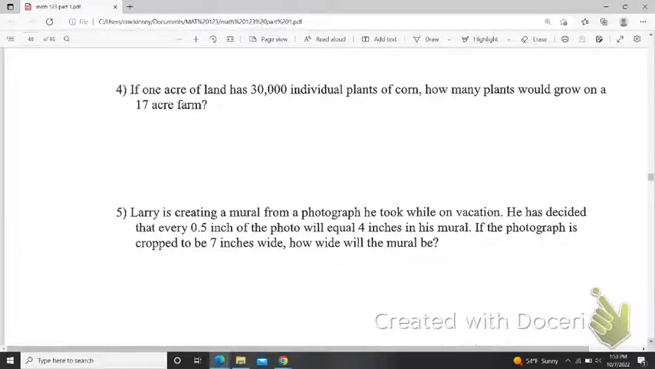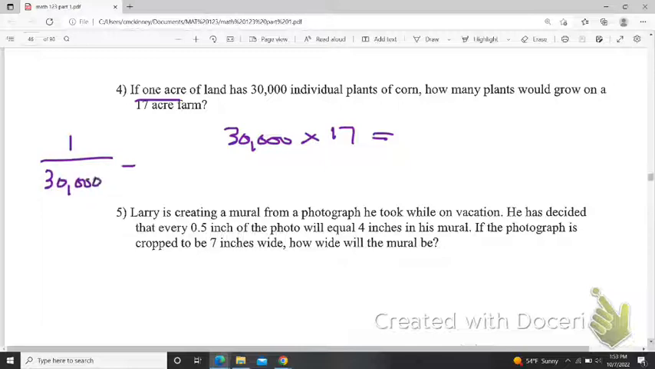So 1 acre, 30,000 plants. How many on 17 acres? So in this case, since it's only 1 acre, dividing something by 1 is not going to change things. So in this case, since this is just 1, we can simply do 30,000 times 17. But again, it would not be incorrect to set it up this way. But what would happen? We would do 30,000 times 17.